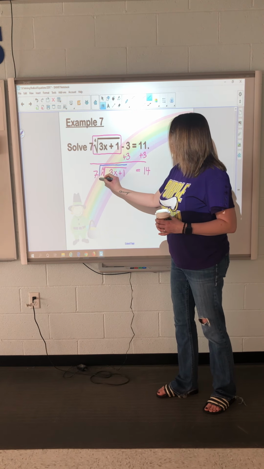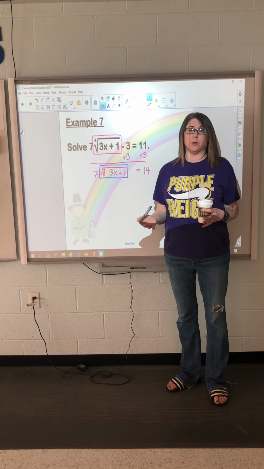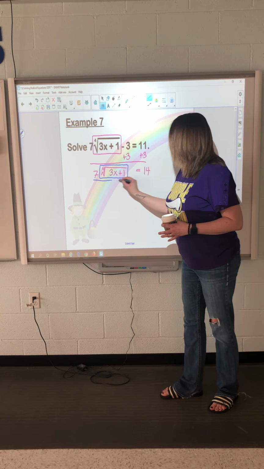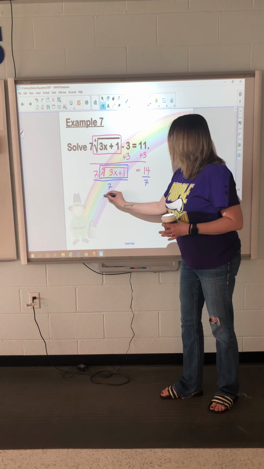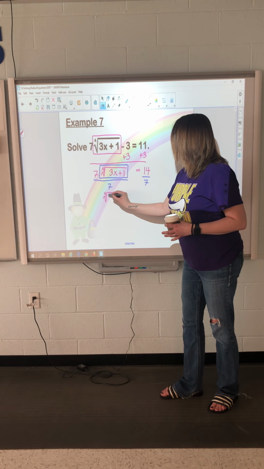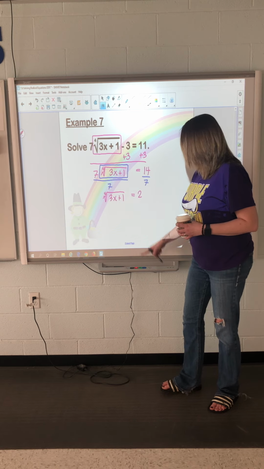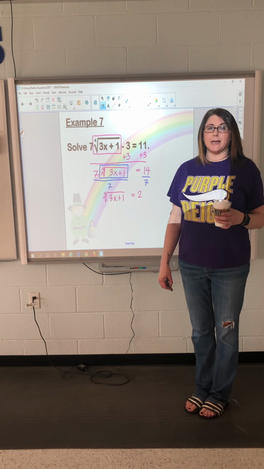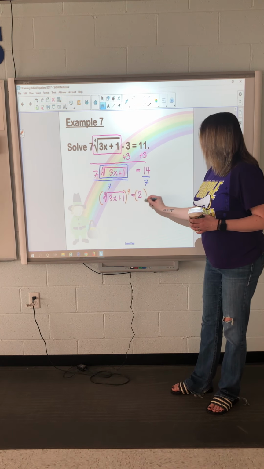My goal is to still get this by itself. So what I see right now occurring is multiplication of the 7. So we're going to do the opposite, and we're going to divide both sides by 7. And now we have the 4th root of 3x plus 1 equals 2. So if I want to get rid of that radical sign, I'm going to look at that index of 4 and raise both sides to the 4th power.